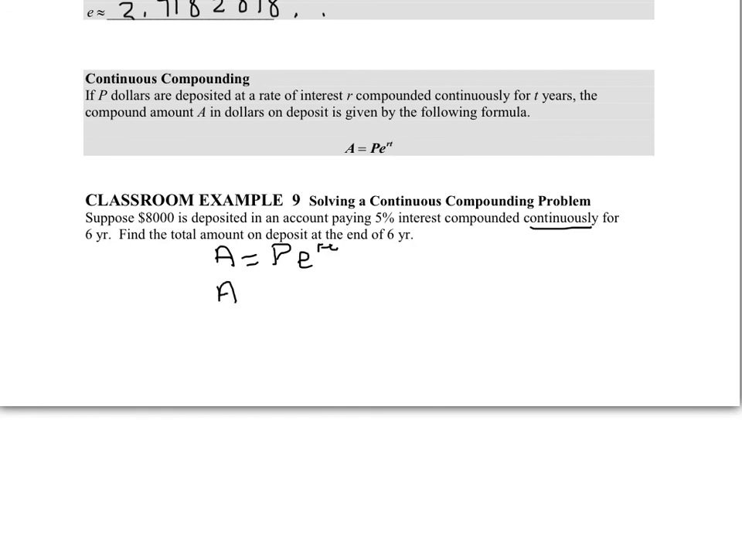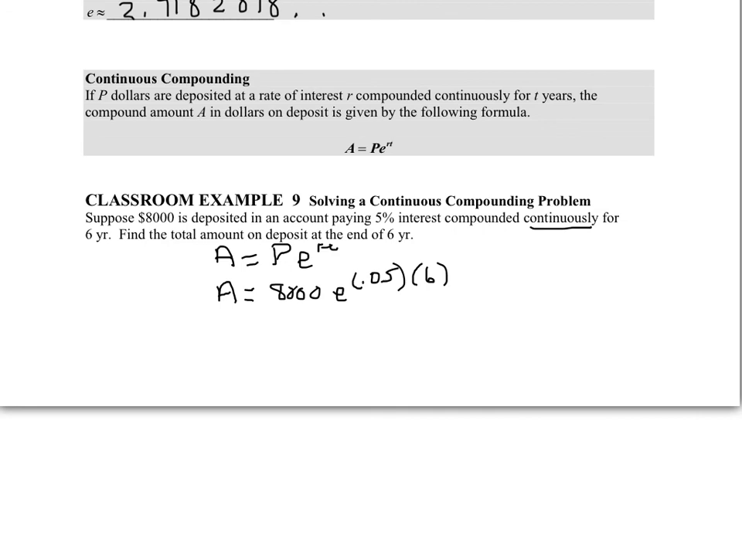We want the amount at the end of 6 years. How much did we put in? $8,000. So our P is 8,000. E is a natural number, and there is a button on your calculator that should have the E, and we're going to raise it to the R times T power. Now, R said we were going to pay 5% interest compounded continuously. As a decimal, that's 0.05. And the period of time that we're going to have it on deposit is 6 years. And again, T is always in years.